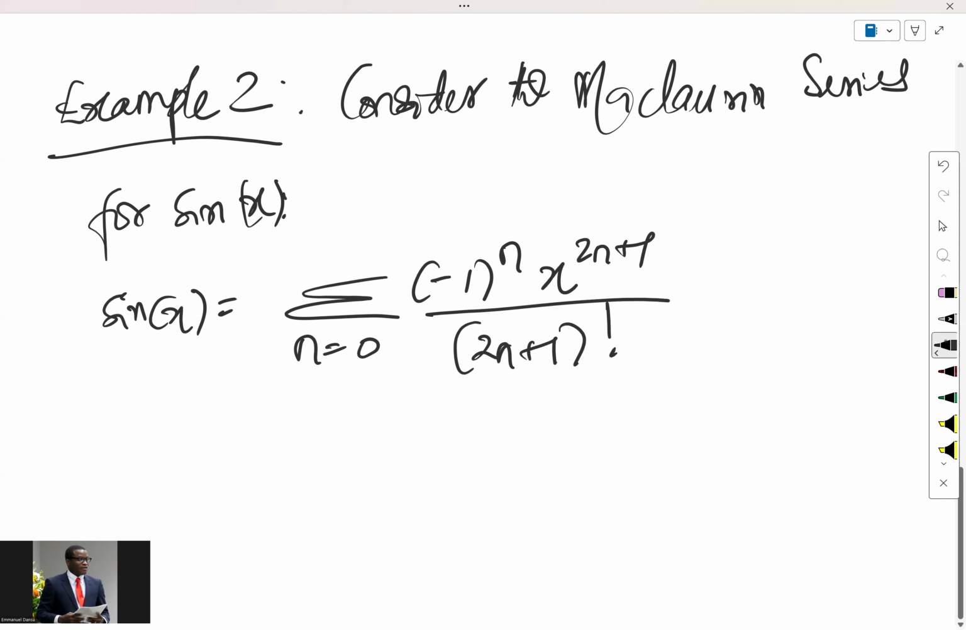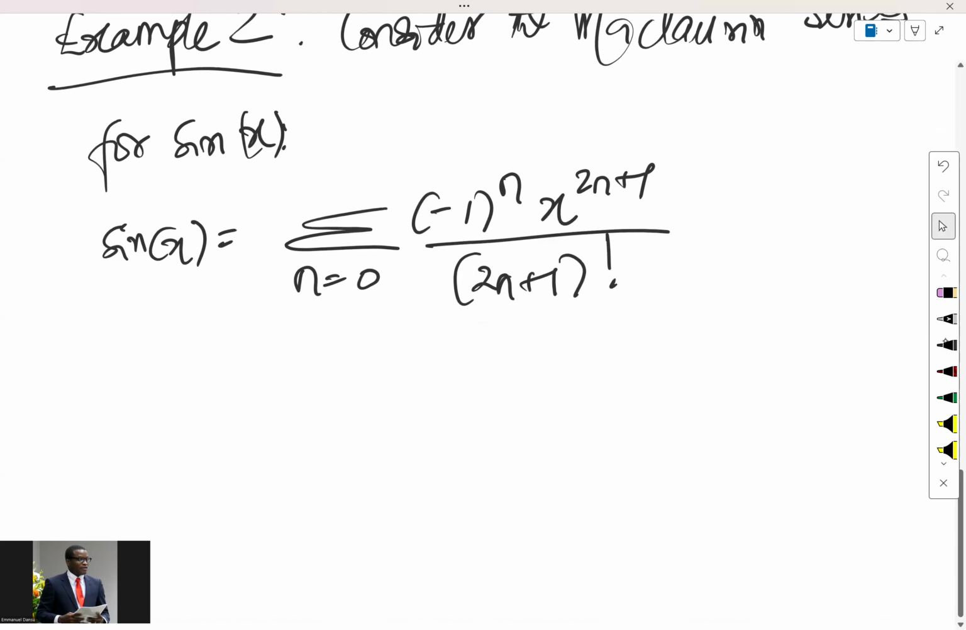If you substitute the values, for instance, if you put 0 now, this is 1, this is x raised to power 1 plus 1, this is 1 factorial. So it's actually that x as usual that you have. Then you put 1, so you have minus 1 raised to power 1, that's negative, and then this is x raised to power 3 over 3 factorial, like you already have. But having it this way makes it easy to differentiate.